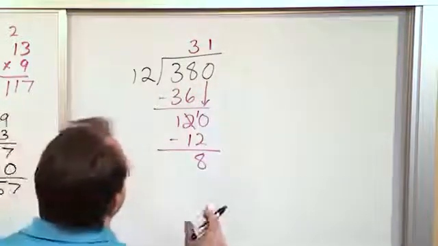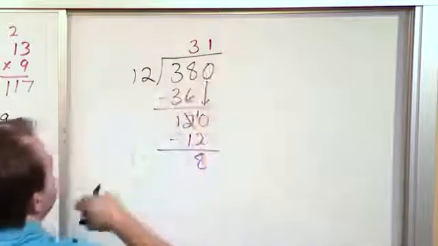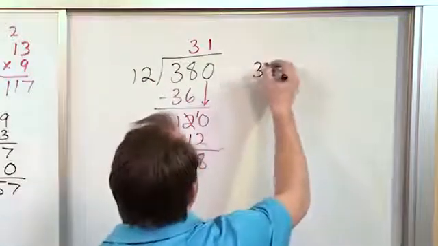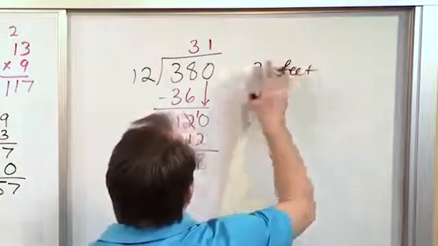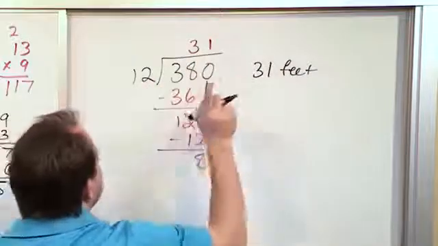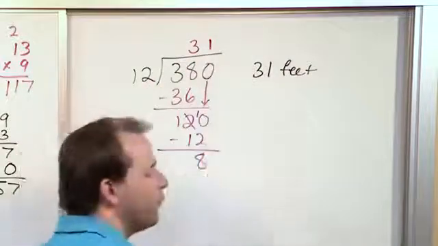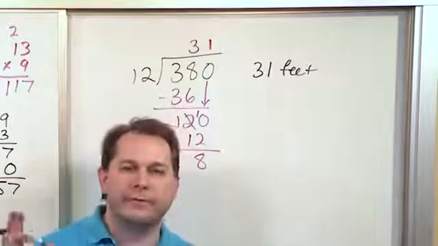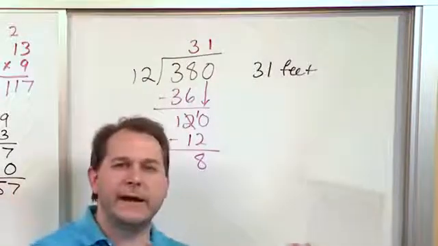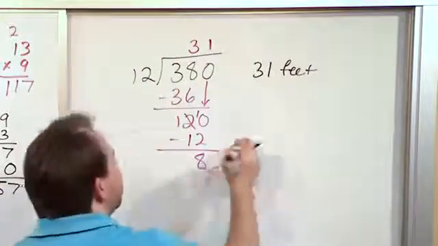So what's going on here is, how many feet is this fence? It's 31 feet, because that is how many times 12 can go into this. However, there's 8 left over. What do you think the 8 means? Remember, I was dividing. I had inches, and I'm dividing by inches. So what I have left over is also inches.